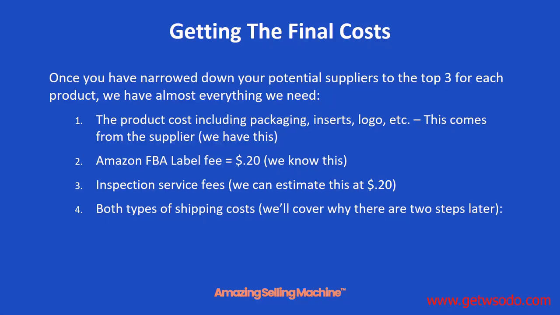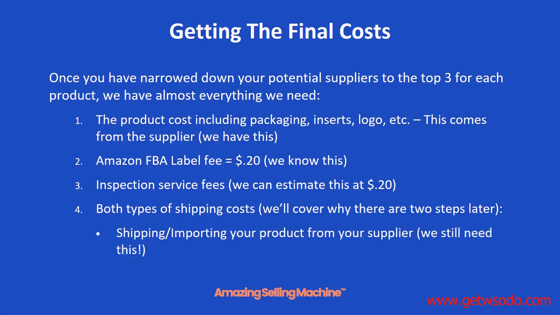And there's two different types of shipping costs, and we'll go over why there's two in a later lesson. The first one is what it actually costs to import your product from your supplier. That's getting it manufactured and then shipped to your house, or to your freight forwarder's warehouse, or to an inspection service. We recommend first, before you have your product sent straight from the supplier to Amazon, it goes somewhere else, especially for your very first order, to make sure that you or someone you trust can inspect the products to make sure that everything is fine.